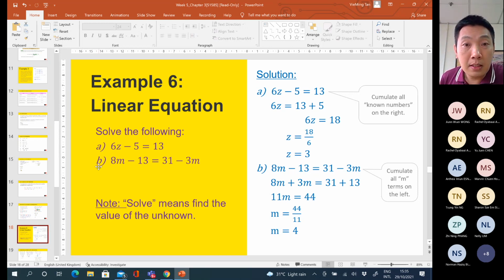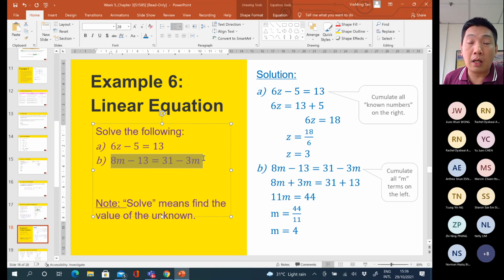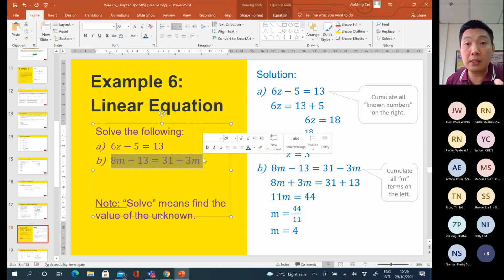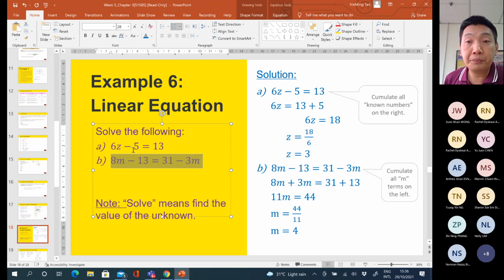Like this: 6z minus 5 equals 13. The unknown variable is z, and the power is 1 only. So we can conclude this is a linear equation. Similarly for part B, 8m minus 13 equals 31 minus 3m. You may find that these two m's have power 1 only, so this is also a linear equation. If you try to draw a line for this equation, you will find that it's a straight line. It's a guaranteed straight line because it's only power 1.